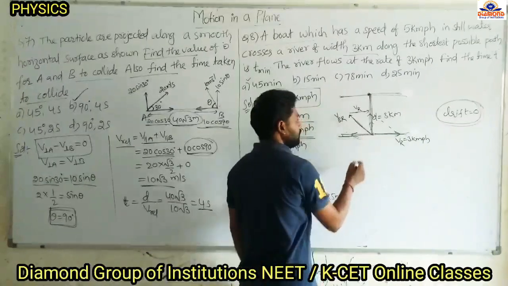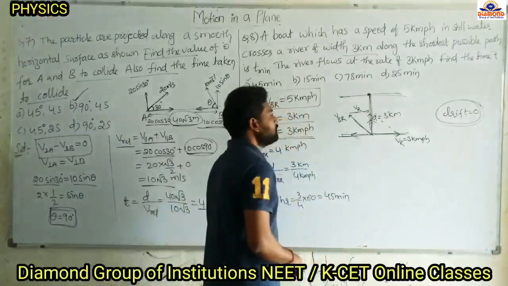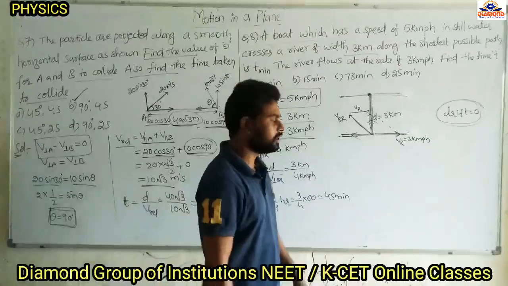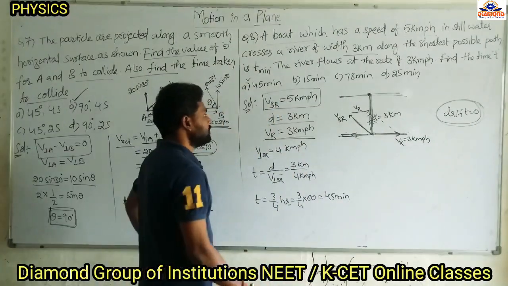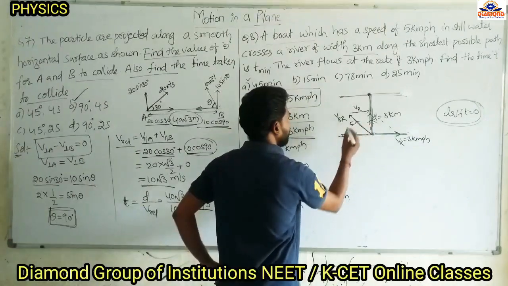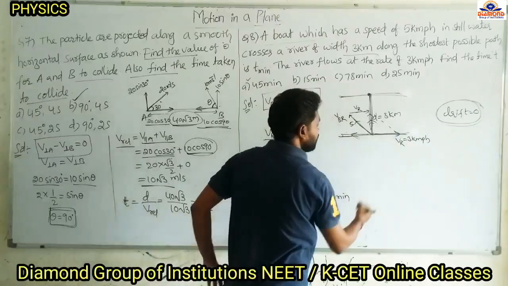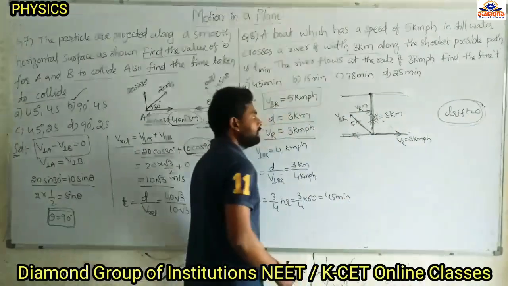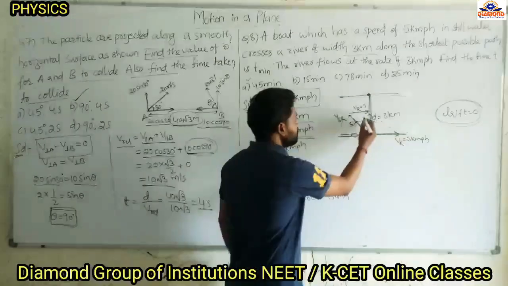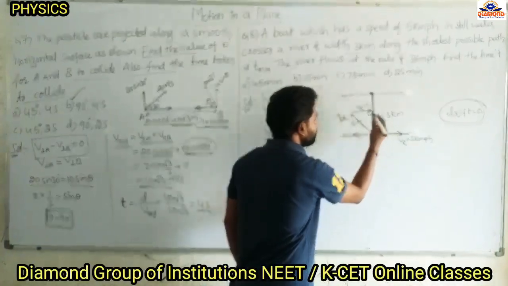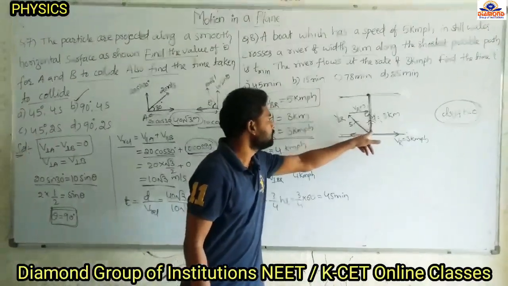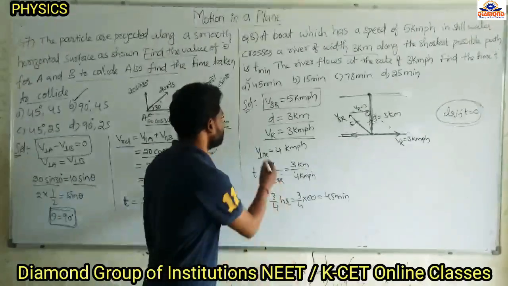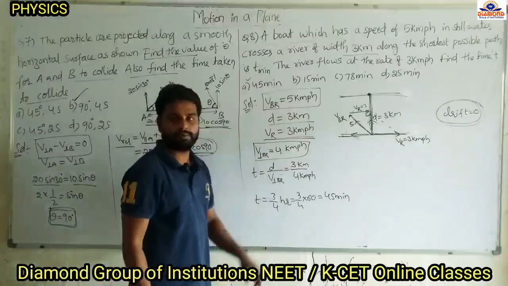This is the horizontal component and this is the vertical component. To find the time, we have to take the vertical component of VBR. Here this is 5 km per hour, and this is the speed of the river, which is the horizontal component. This is 5, this is 3. Considering this as a right angle triangle, this side will be 4. So the vertical component of VBR is 4 km per hour.